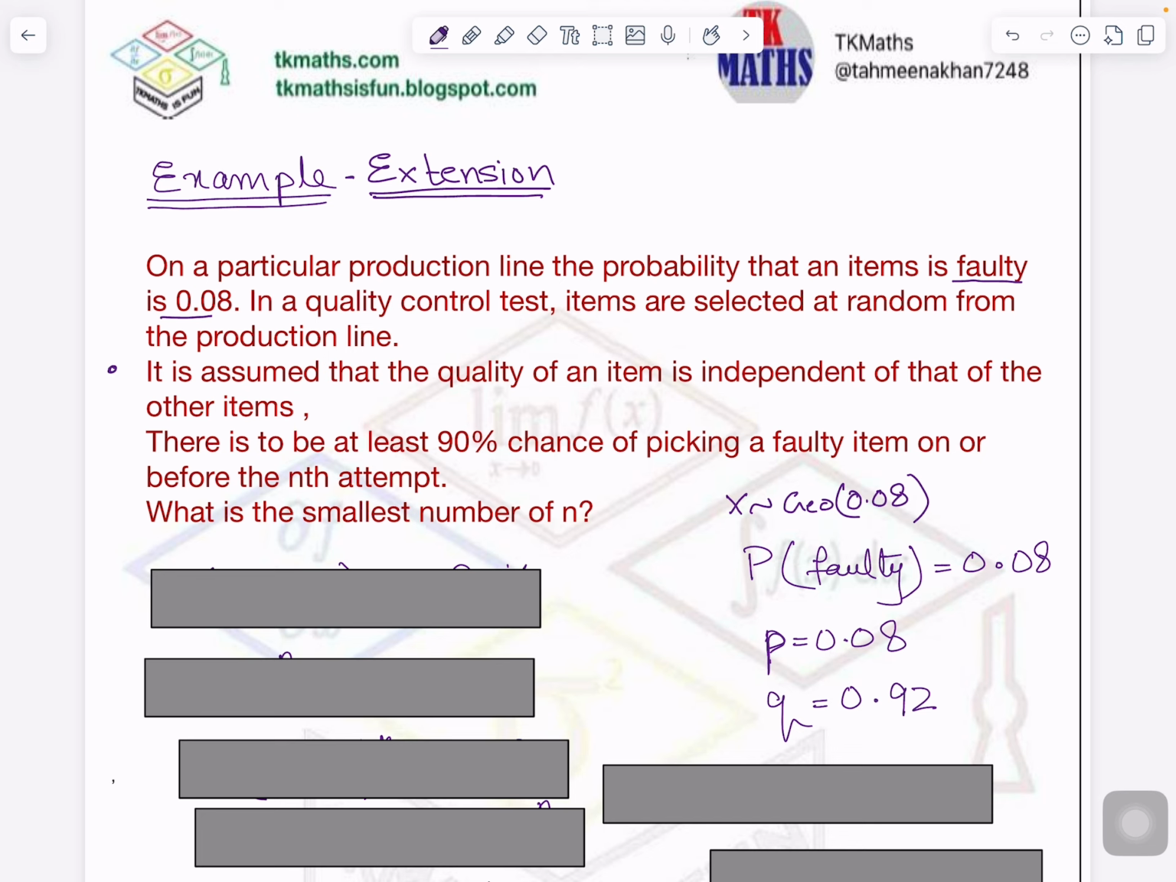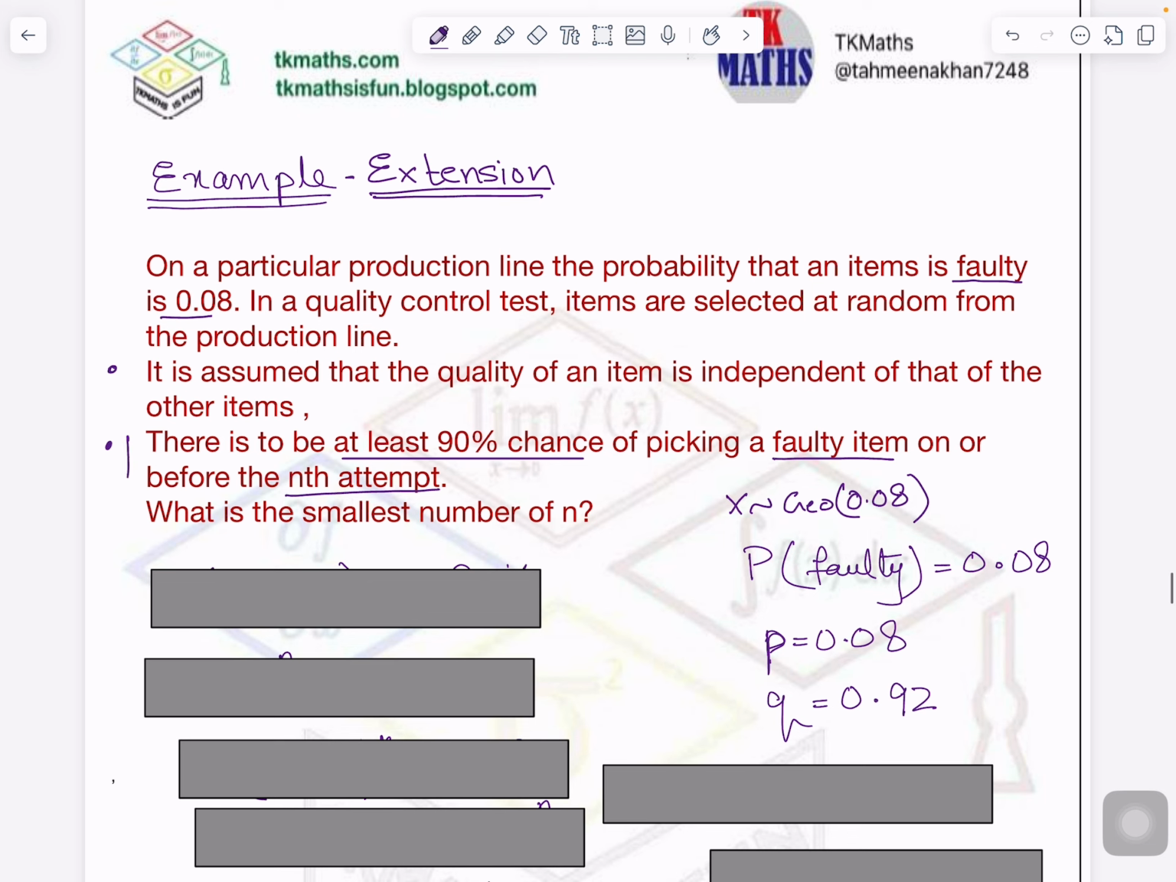In a quality control test, items are selected at random from the production line. It is assumed that the quality of an item is independent of that of the other items, which is one of the conditions of the geometric distribution. We have seen the 4 conditions in video number 1. The link is given in the description. There is to be at least a 90% chance of picking up a faulty item on or before the nth attempt.